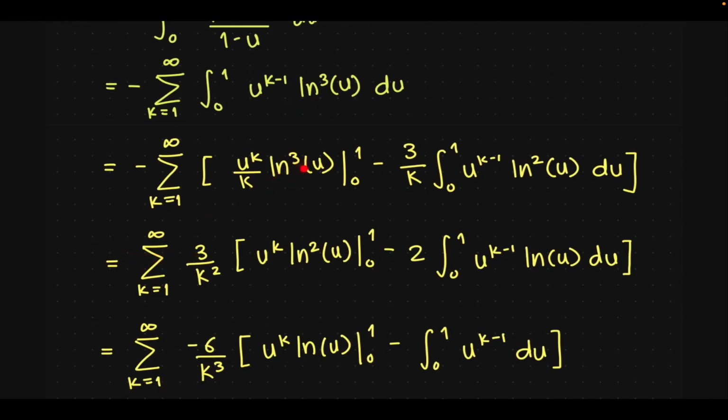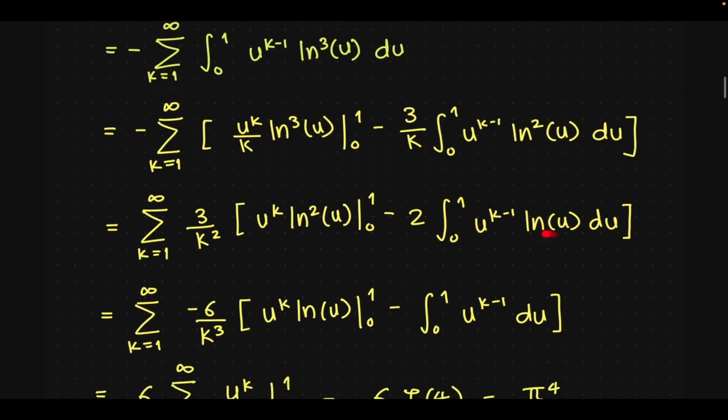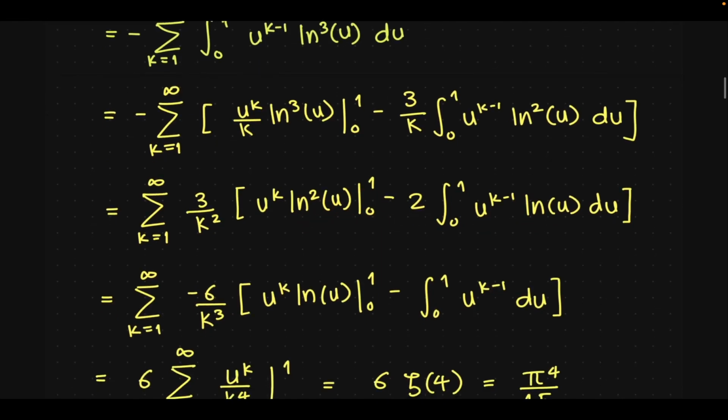Simplifying, we can use L'Hopital's rule for when u goes to zero, but you should see that it actually vanishes. So all that remains is to do integration by parts on this second surviving term. So we get the sum from k equals 1 to infinity, 3 over k squared times u to the k ln squared of u from 0 to 1, minus 2 times the integral from 0 to 1 of u to the k minus 1 ln u du. And again, this evaluated term without the integral vanishes.